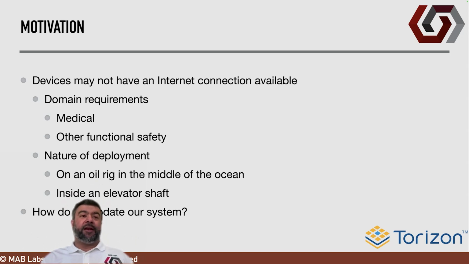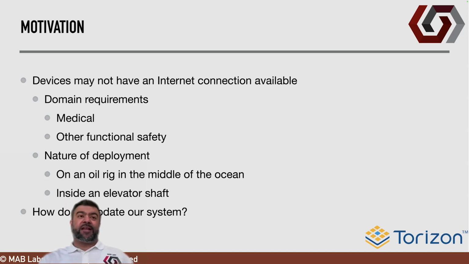Also, for example, inside an elevator shaft. Sure, there may be internet in the building, but it may be really difficult to get an internet line or even Wi-Fi into the elevator shaft. And so you need some other mechanism for a human to be able to plug something in, like a USB drive or a flash or an SD card, into the system to be able to update our system.